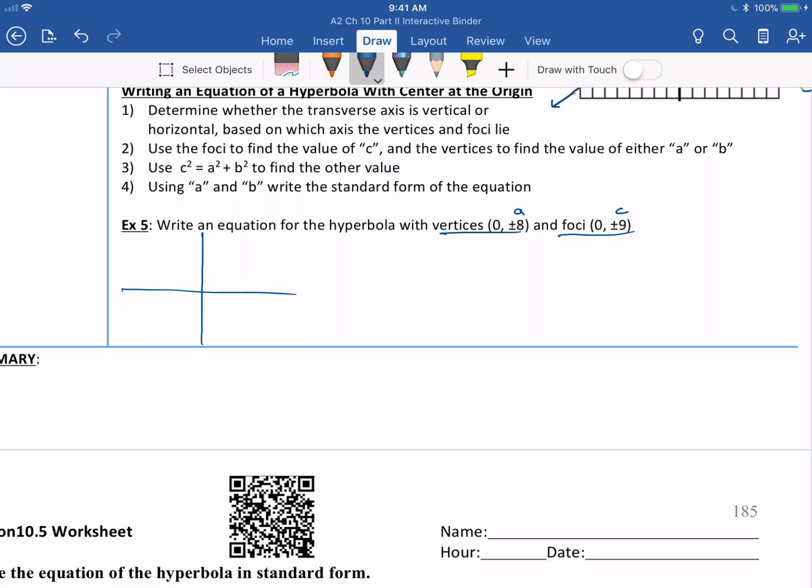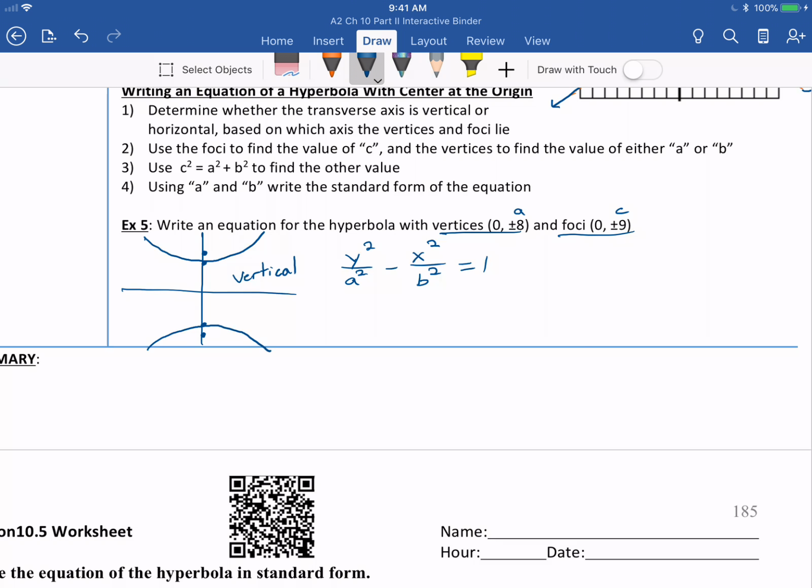So my vertices are 0 plus or minus 8. So let's say that's (0, positive 8). This is (0, negative 8). And my foci are (0, 9) and (0, negative 9). So notice here how, remember, those foci have to be inside them, so this guy has to open up and down. Okay? So that tells me something right there. That tells me that this is a vertical hyperbola. So now I know that my y squared has to come first over my a squared, minus my x squared over my b squared, is equal to 1.